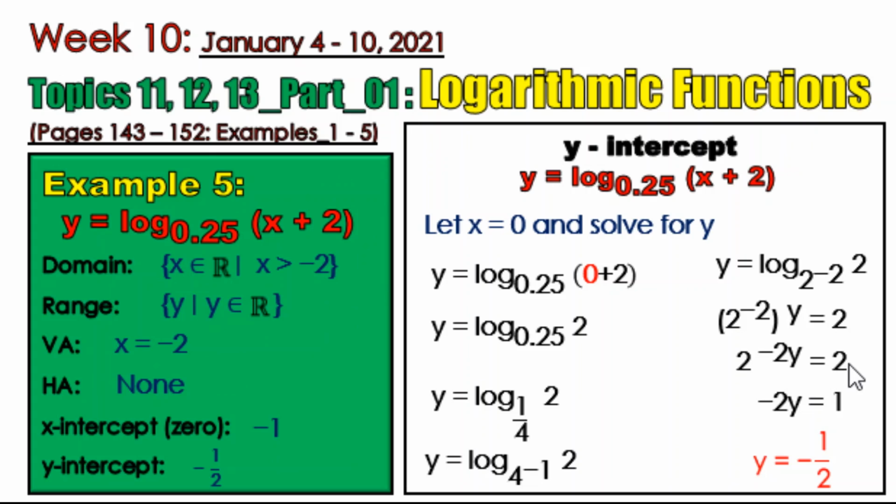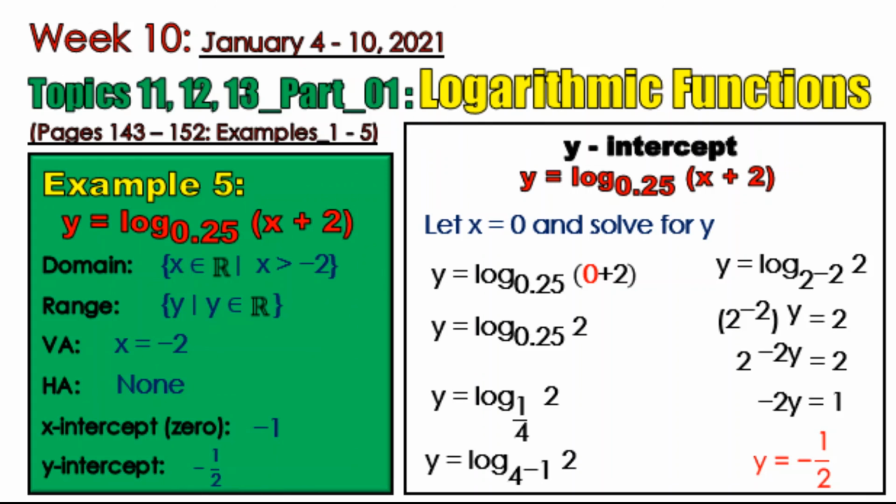Since we have the same base, we can equate the exponents. The exponent of 2 here is 1, so taking the exponents, we have negative 2y is equal to the exponent of 2, which is 1. So negative 2y is equal to 1, and solving for the value of y, we will divide both sides of the equation by negative 2. So you have the value of y is equal to negative 1/2. It means to say that the y-intercept is negative 1/2.